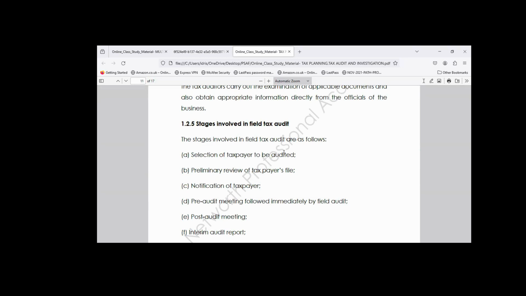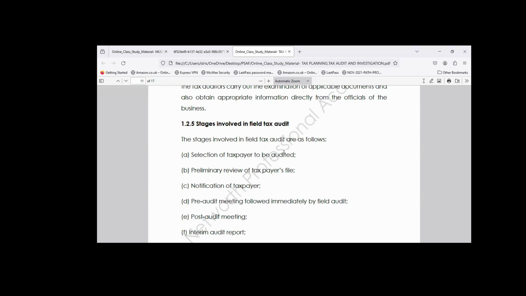Stage number two, preliminary review of taxpayer file. We are talking about stages involved in tax audit. After you have selected the taxpayer, the company you want to audit, you now go to the tax office. Every taxpayer has a file in the tax office. Every company has a file. The tax authority and the team that want to audit that company will go and carry the file of the company and review it, so that they look at the history of the company.